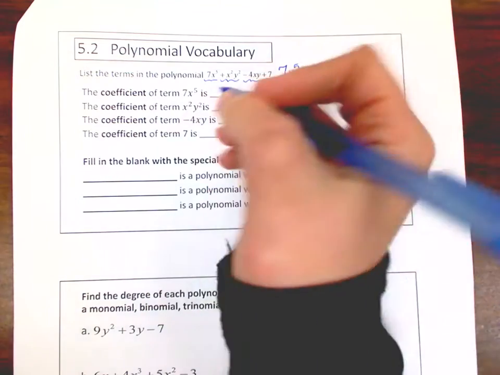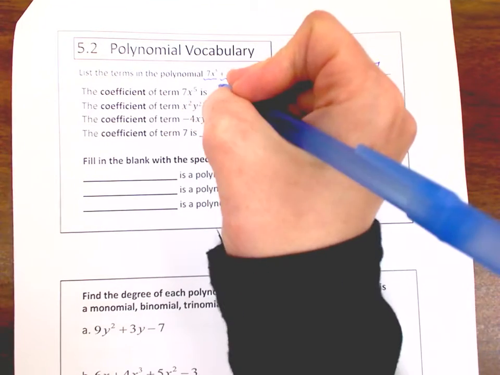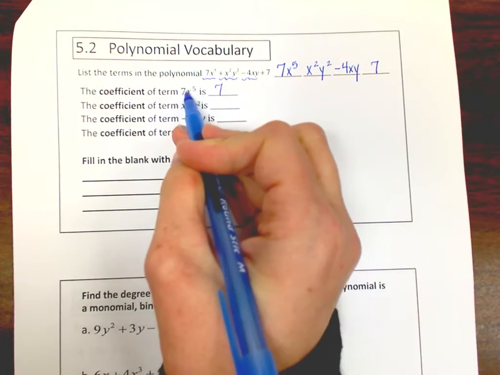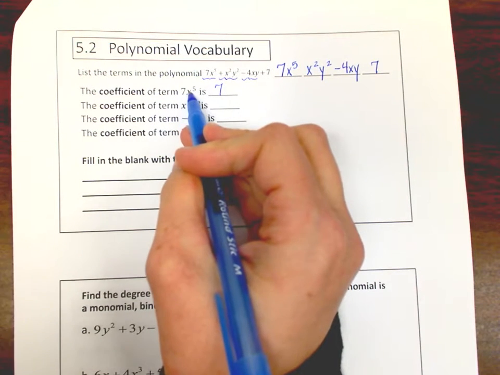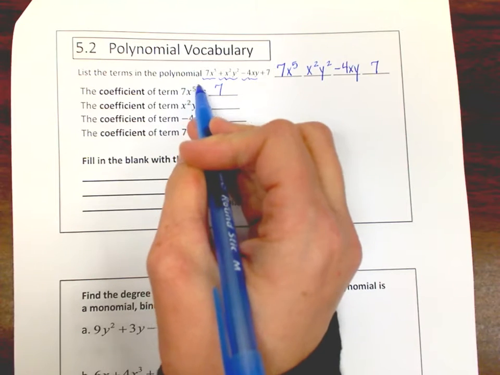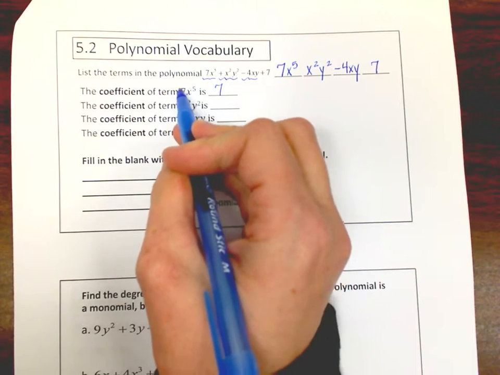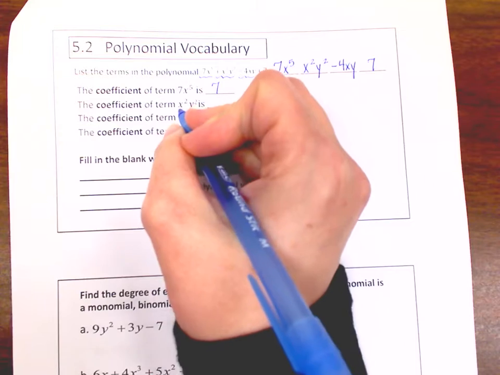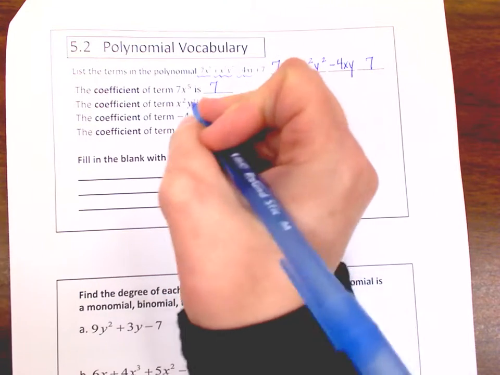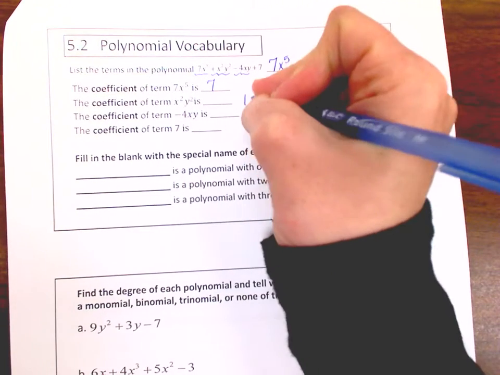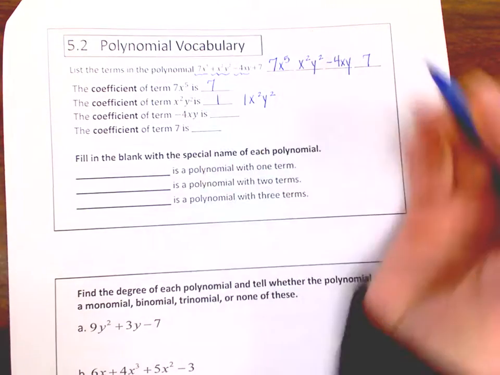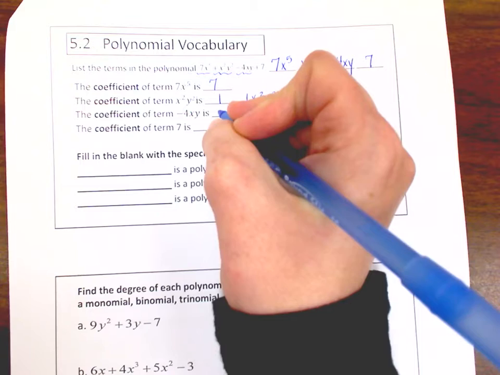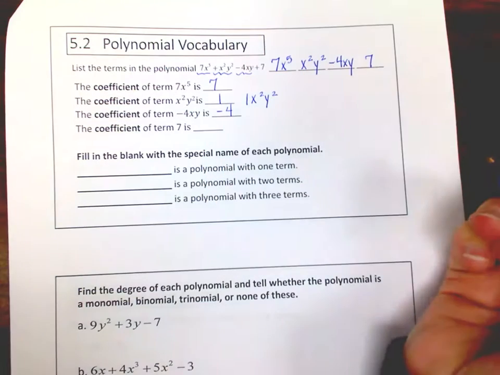The coefficient of the term 7x to the fifth is going to be the 7. And remember, the coefficient is this number that's being multiplied by the variable term. And so you have x to the fifth being multiplied by 7. The coefficient of the term x squared y squared is actually 1, because you can think of this as 1 times x squared y squared. The coefficient of negative 4xy is negative 4.